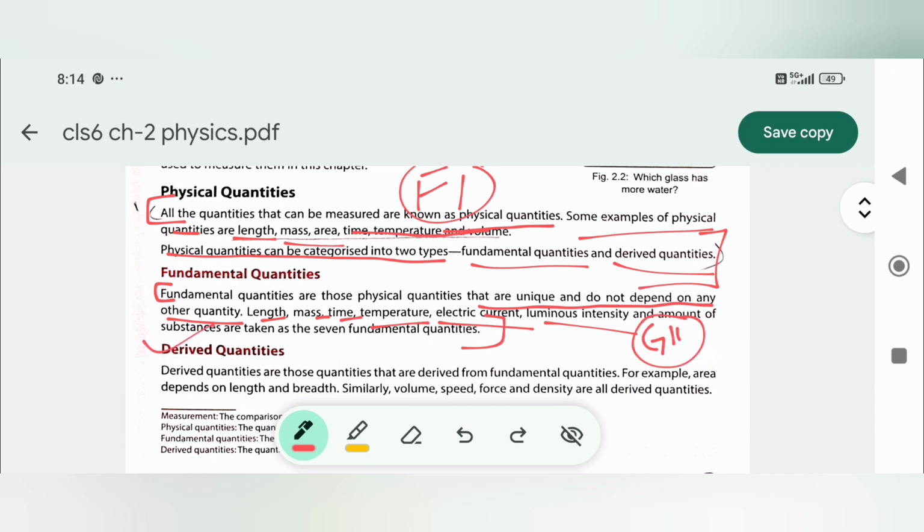Derived quantities are those quantities that are derived from fundamental quantities. For example, area depends on length and breadth. Similarly, volume, speed and so on. You can write it for G 1.